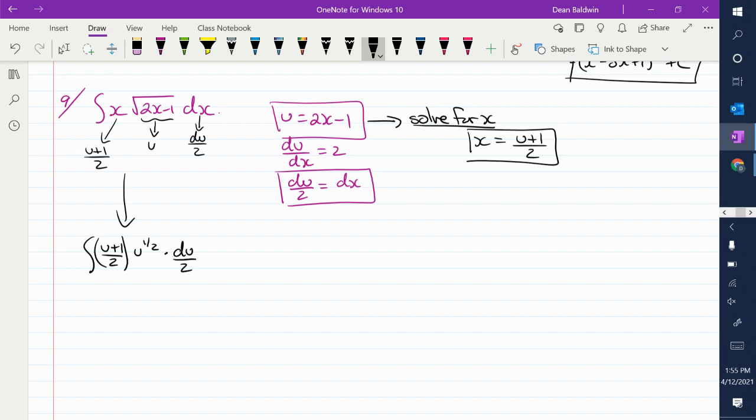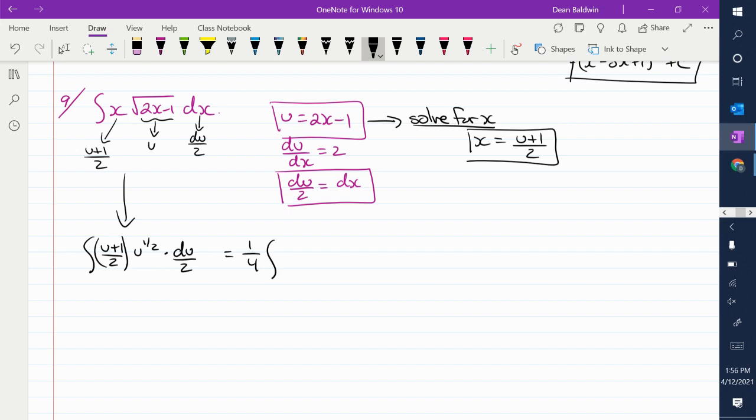Okay, what do we do? We got to clean this up before we do anything. So what about the 2 2's? What can I do with that? Multiply them and pull a quarter out, right? You can pull constants out, right?